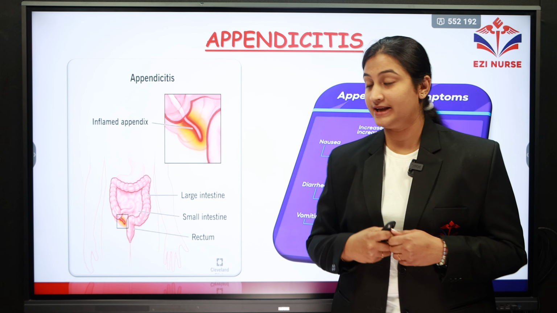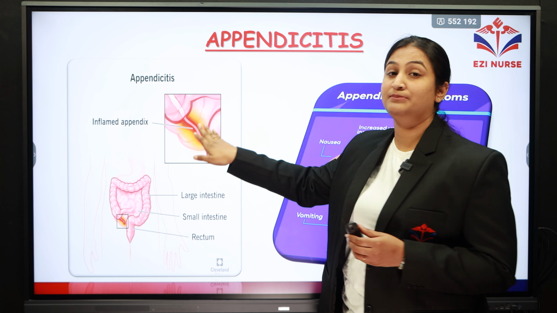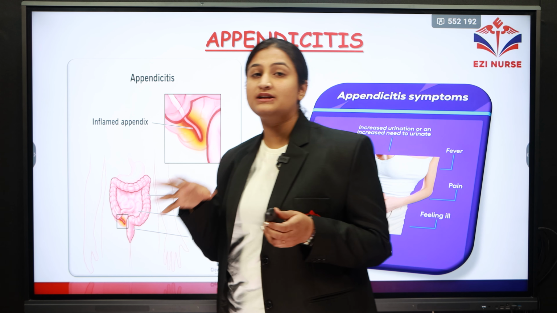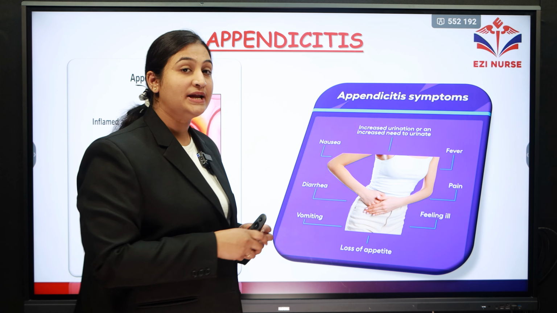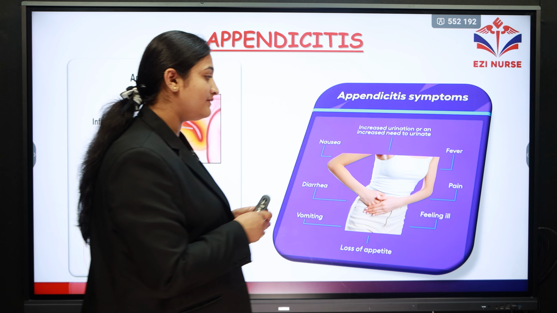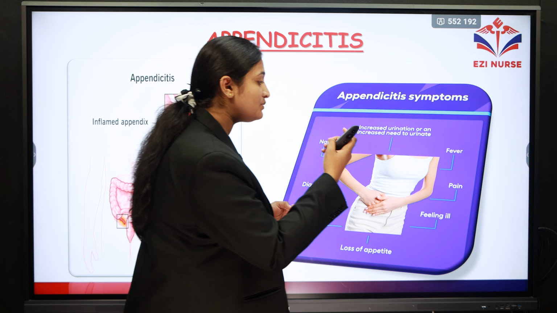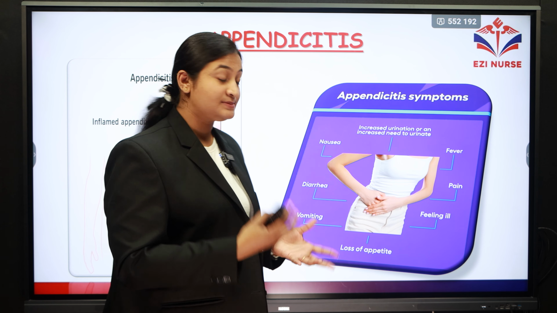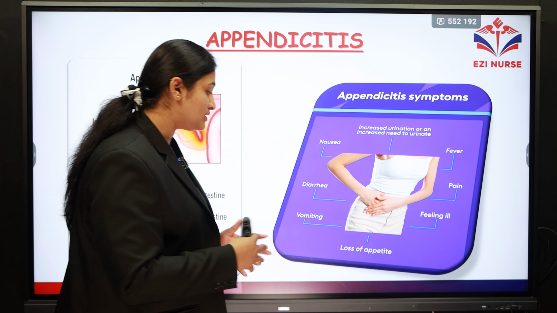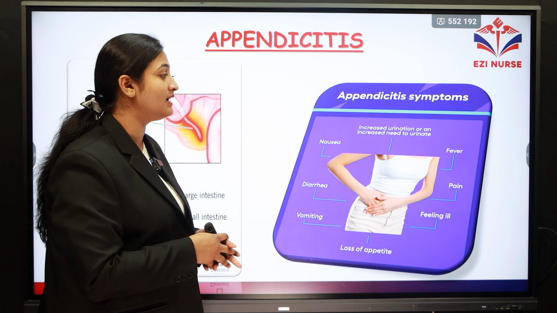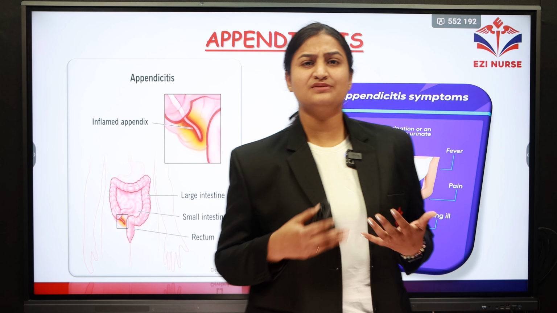Then moving to appendicitis. Here in the picture you can see there is an inflammation. This is related to the intestine, small and large. The appendicitis symptoms are: you can feel fever, intense pain, feeling ill, continuous stomach pains, then loss of appetite, vomiting, diarrhea, nausea, and increased need to urinate. All these are symptoms.